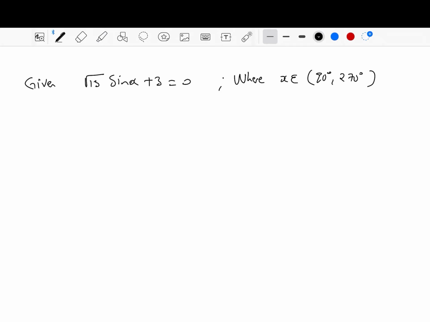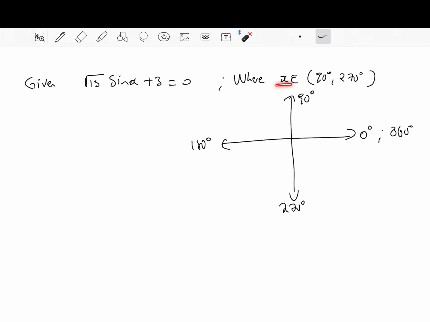What does that really mean? If I draw a Cartesian plane for you, the angles move in the anti-clockwise direction, so there's 0 degrees, 90 degrees, 180 degrees, 270 degrees, and 360 degrees. When they say x is between 90 degrees and 270 degrees, they mean that x is either in the second quadrant or in the third quadrant. That's what that really means.